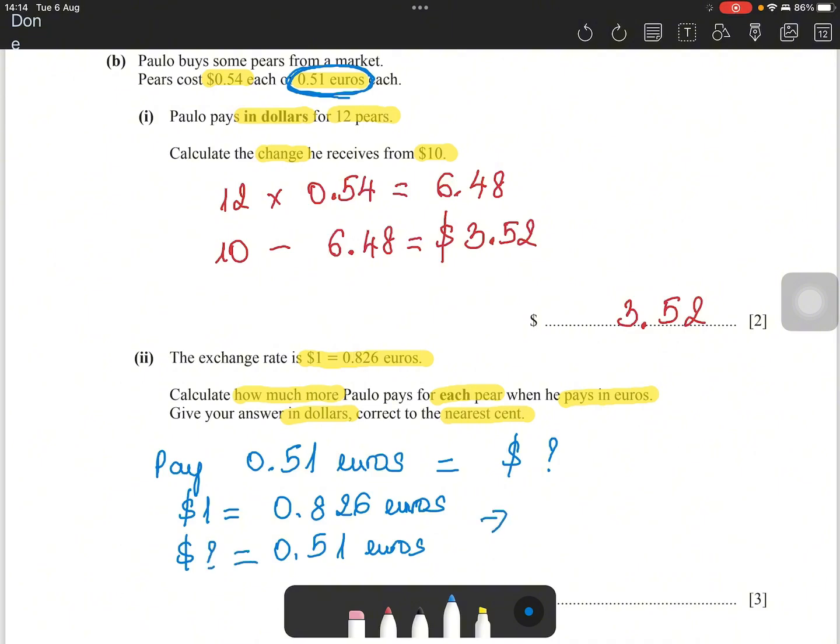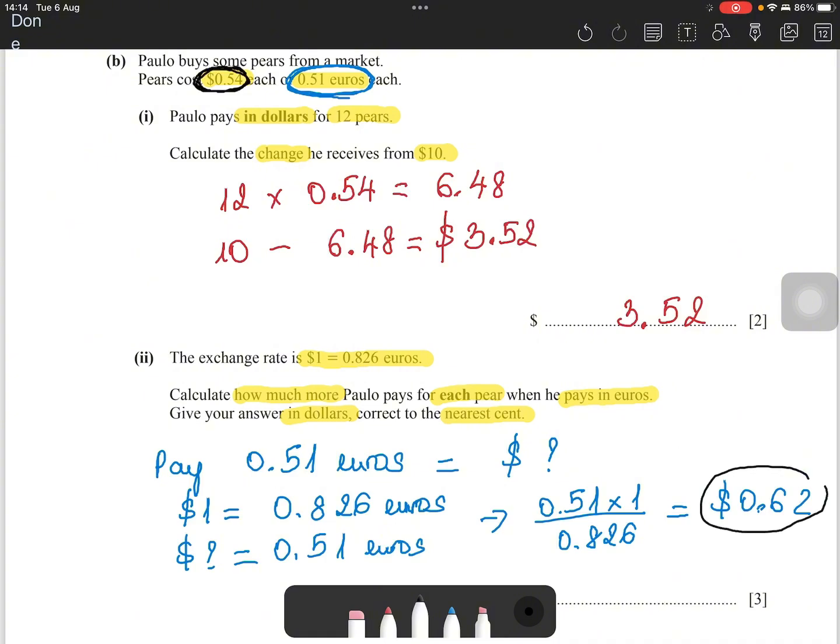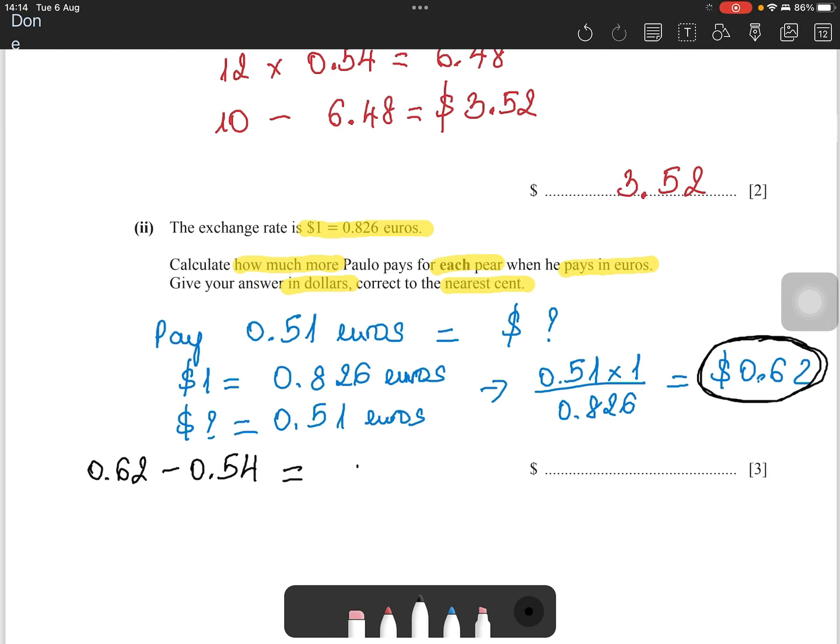To do this, we will divide 0.51. You can say that you multiply by 1, then you divide by 0.826, and the answer is $0.62. And you see that if he pays in dollars, he should pay $0.54. But if he pays in euros, it will be $0.62. So the difference is 0.62 minus 0.54. And the answer for this is $0.08.